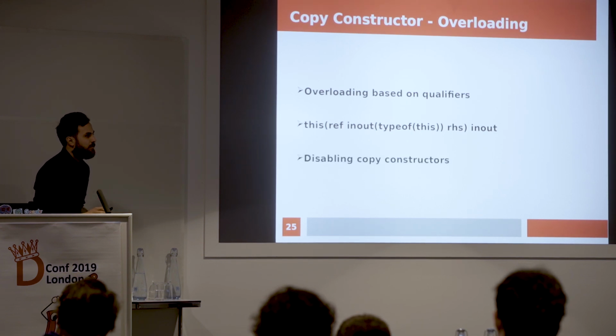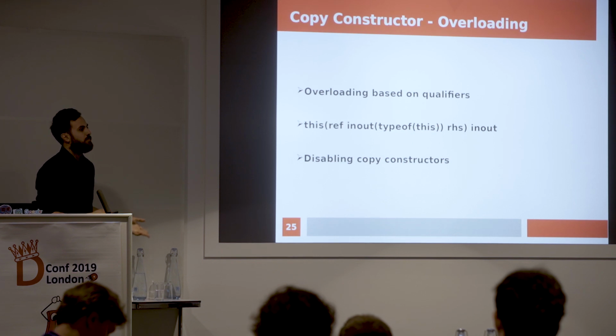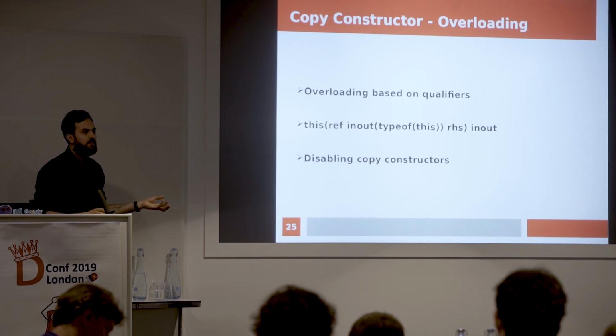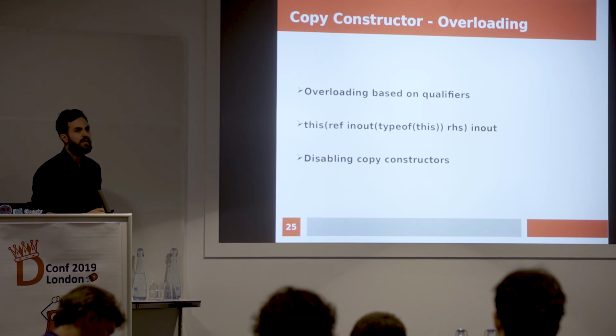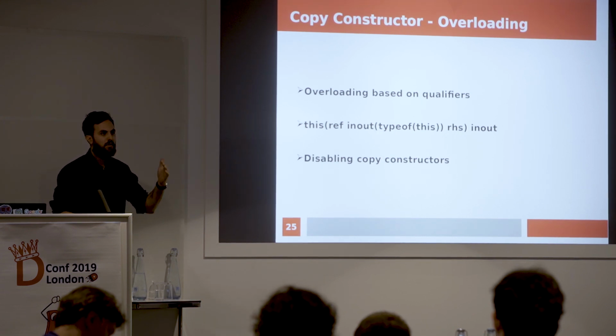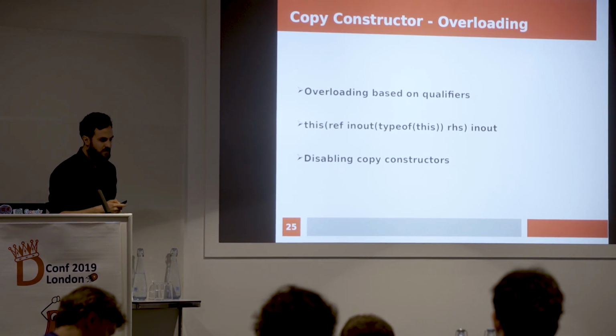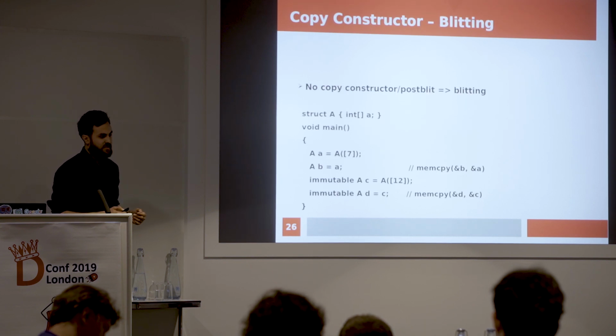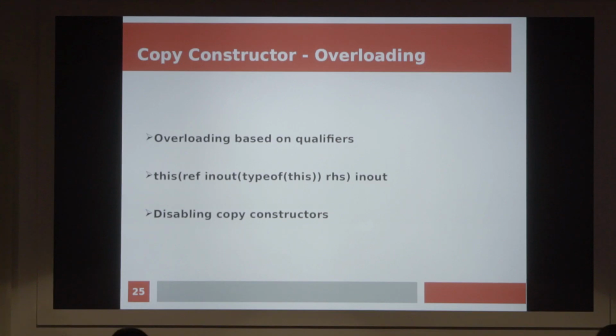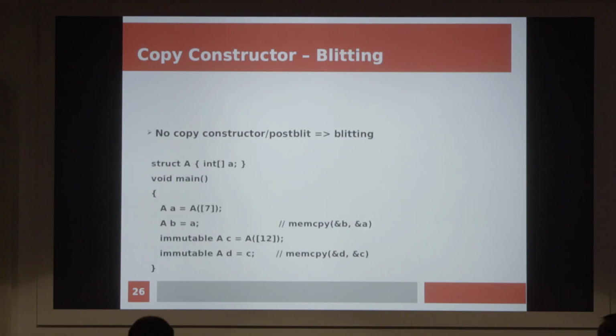Also, you can disable copy constructors. As opposed to the post-blit, where you could just define the single post-blit overload to disable copy construction, here you would have to disable all the overloads of the copy constructor to achieve that, but it can be simply done by doing a disable block for all your copy constructors. Or you could just define the basic copy constructor and annotate it with disable if you previously didn't have any copy constructors. Now, let's talk a bit about blitting.